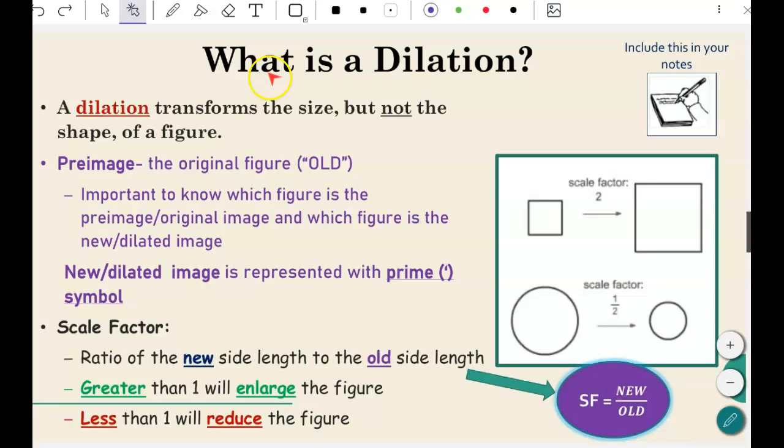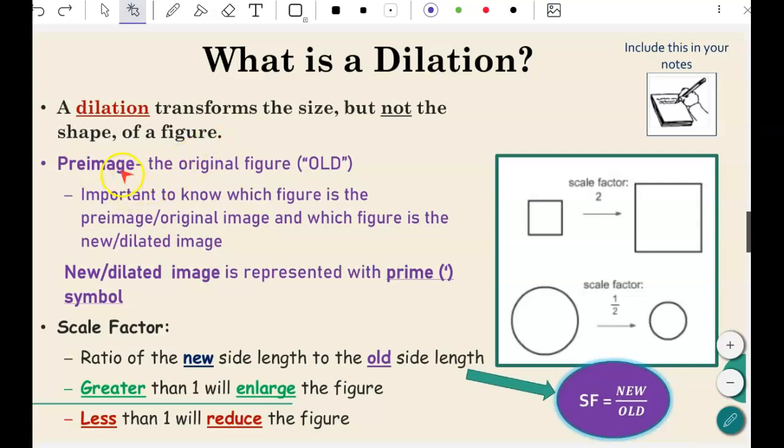So what is a dilation? You should be taking notes or screenshot and save this electronically. Please make sure you save your notes. So a dilation transforms the size, but not the shape of the figure. So it can go bigger or smaller.